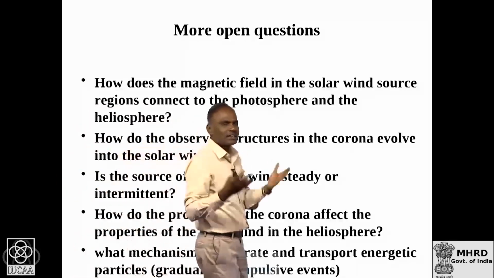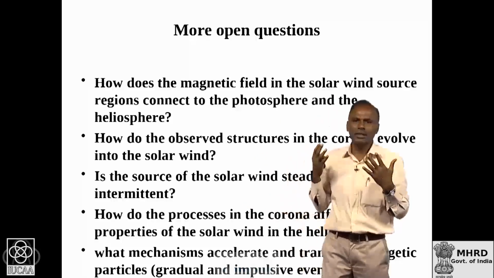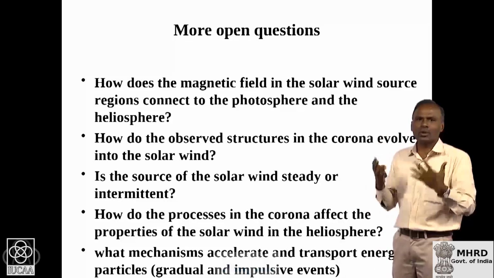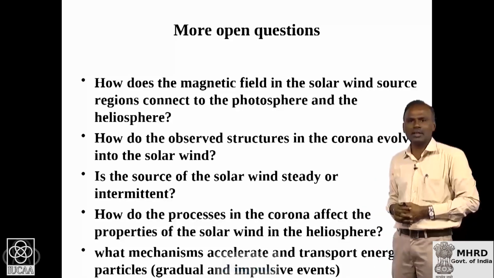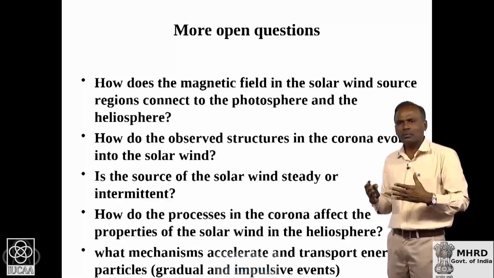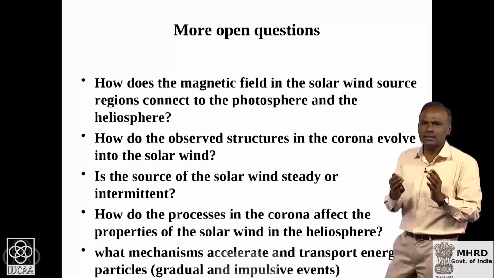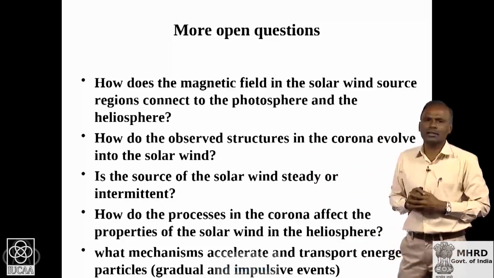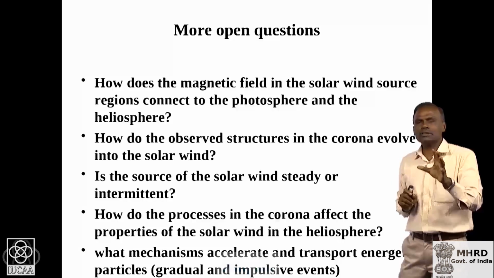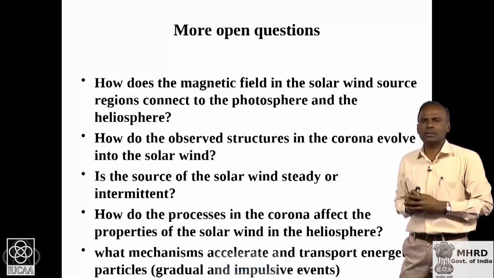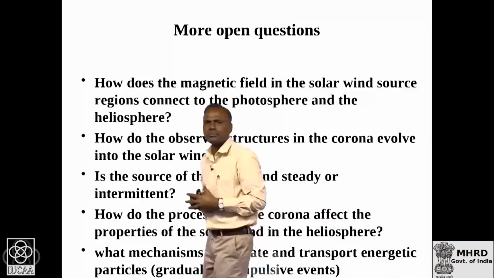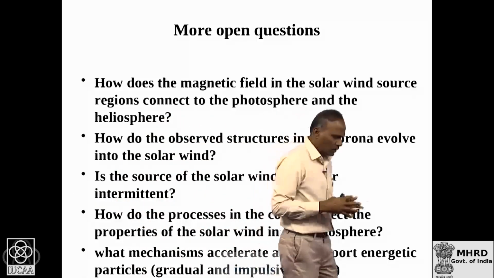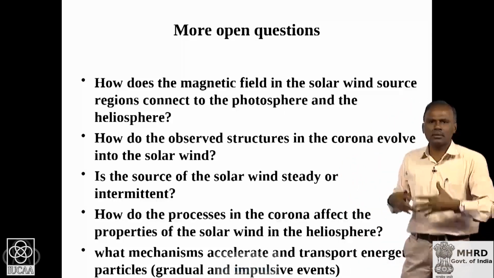So, understanding the lifetime structure of the solar wind source region. How do the processes in the corona affect the properties of the heliosphere? For example, a number of researchers now try to connect the properties of the corona with the properties of the solar wind. How do the processes of the corona affect the properties of the solar wind? Or one can put it, is there a link between the heating process in the corona and the solar wind?